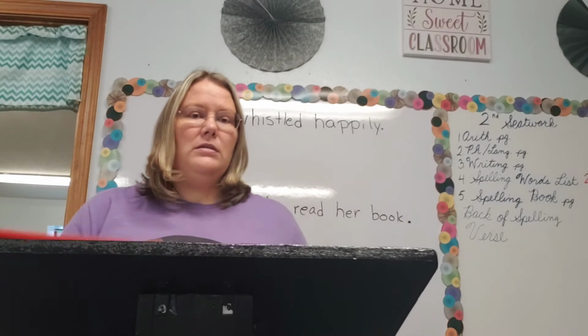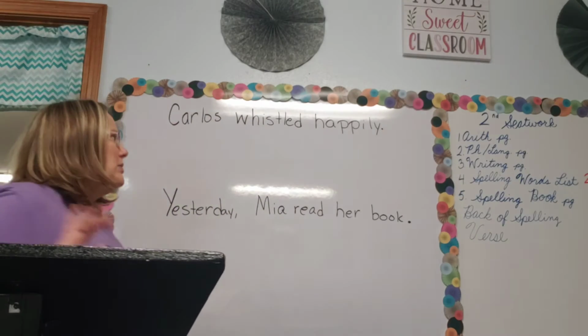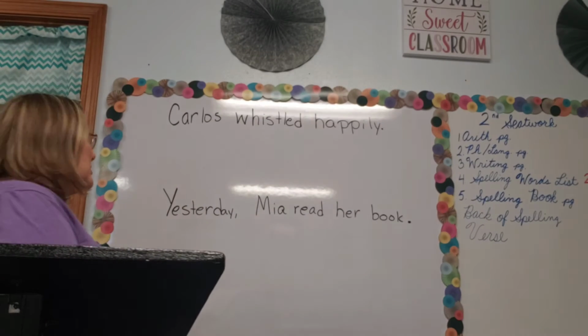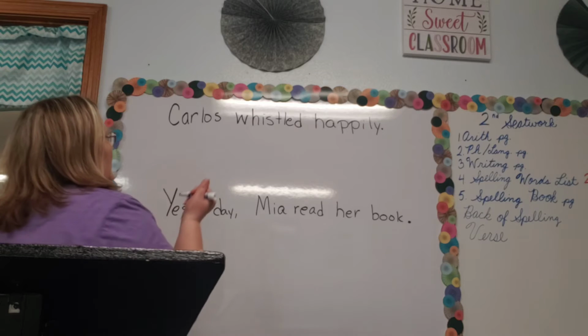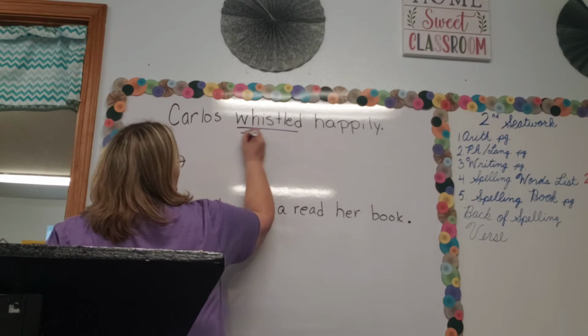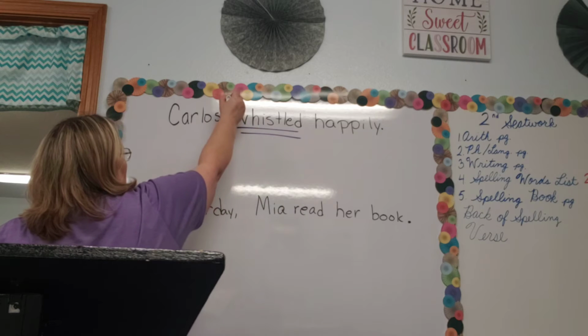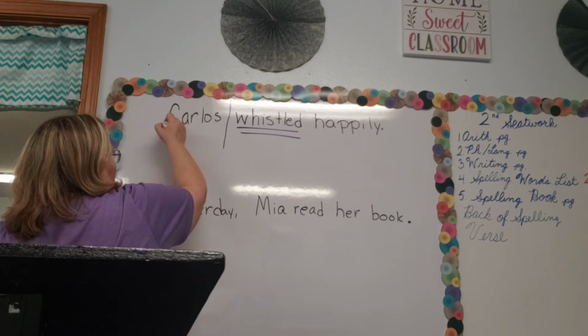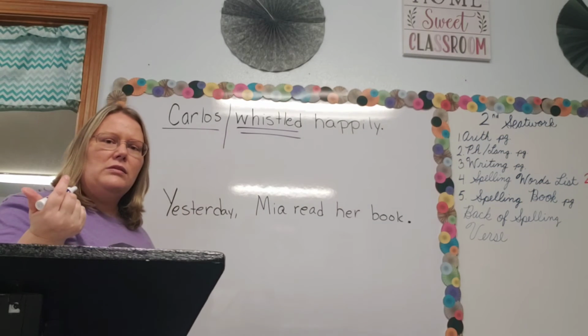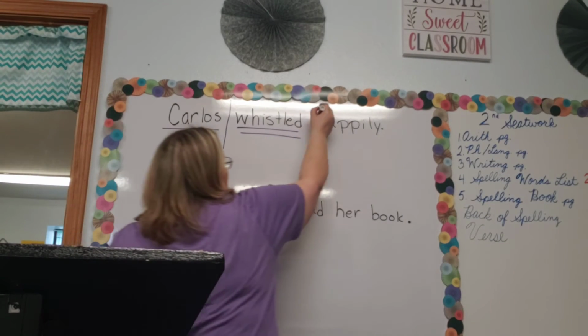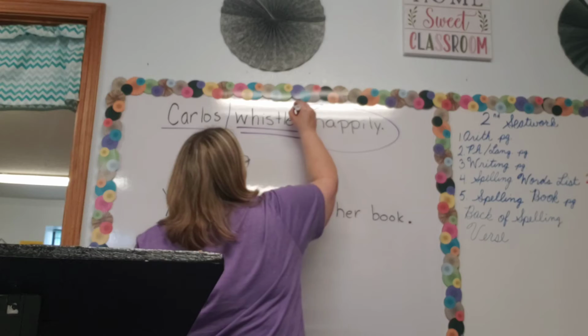So as we read our sentence on the board, I know it might be a little hard to see. Carlos whistled happily. Okay, so what is our verb? Whistled. Okay, we divide our sentence before the action word, our verb. Our subject is Carlos. Carlos whistled happily. How did he whistle? Happily. So I can circle that and draw my arrow back.